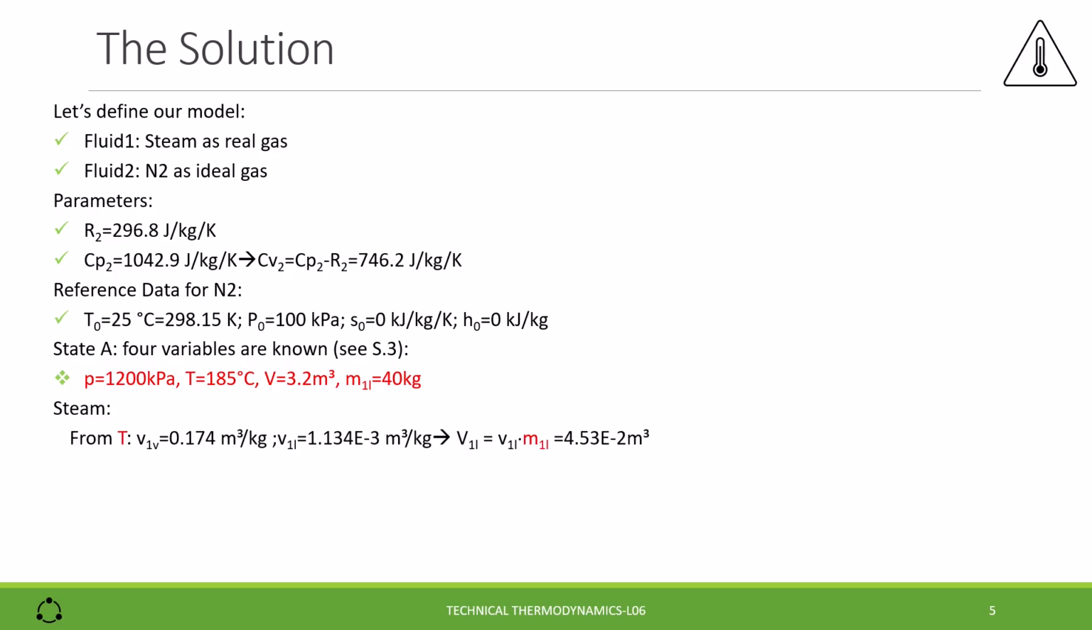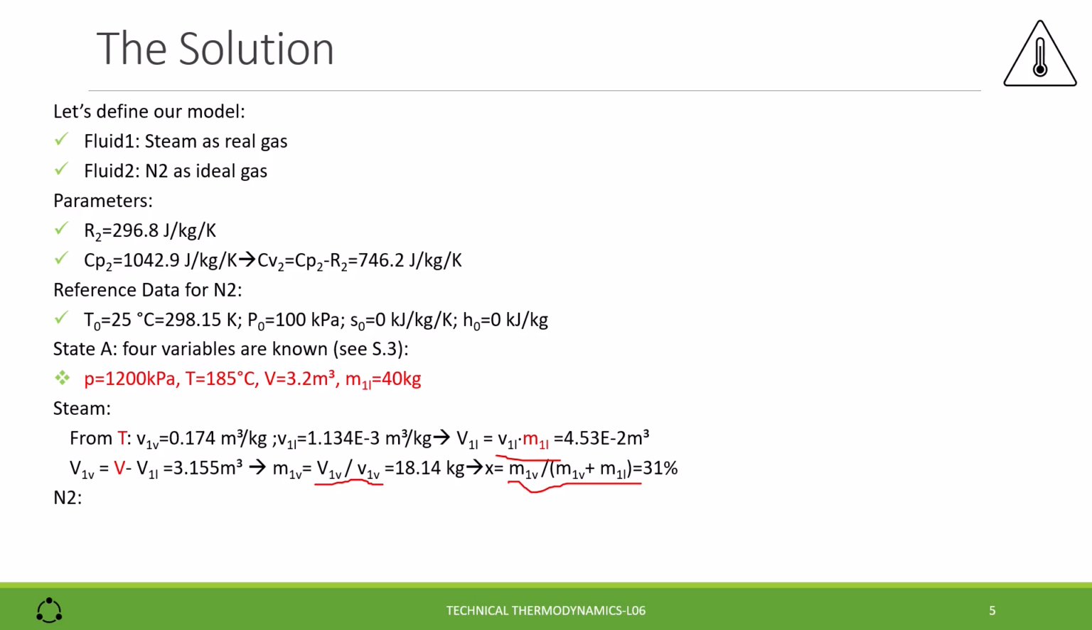For the steam, from the temperature we get the specific volume of the vapor and the specific volume of the liquid, and then the volume of the liquid as the product of the specific volume and the mass. Moreover, we can get the volume of the vapor as the difference between the total volume and the volume of the liquid already calculated. The mass of the vapor is the ratio between the volume of the vapor and its specific volume, and the steam quality is the ratio between the mass of the vapor and the total mass of the steam.